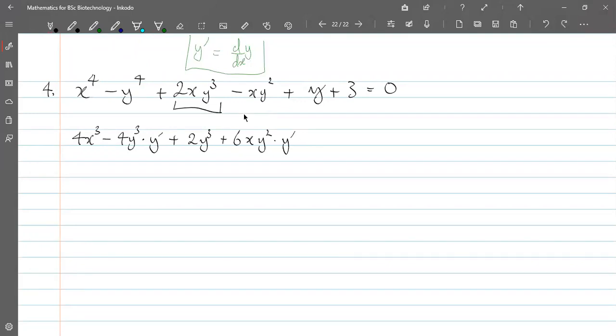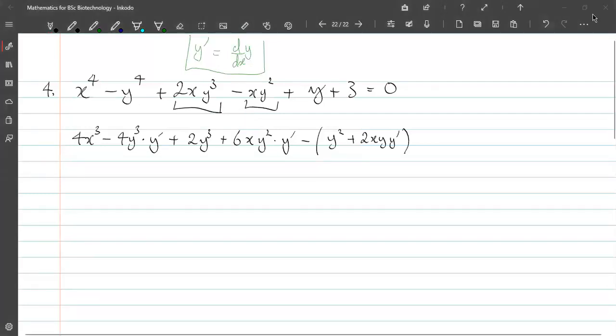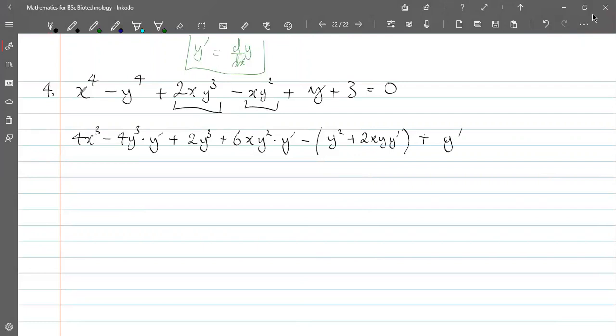Next is minus xy square. Again, you need product rule. So minus of something. Minus of y square plus, remember I've already taken the minus outside, so don't write it again, plus 2x y prime. Differentiation of y is again just y prime equal to 0. 3 differentiated becomes 0.